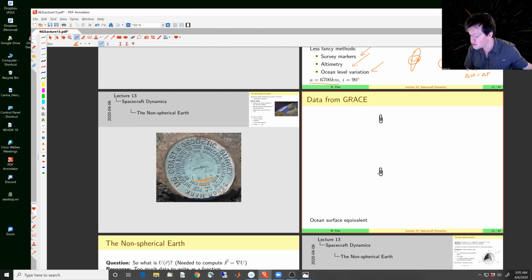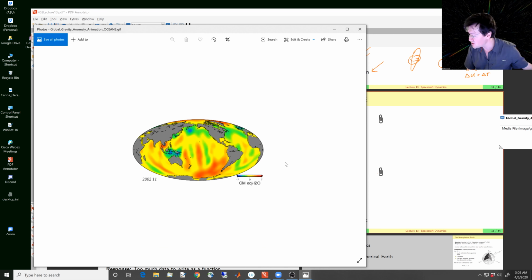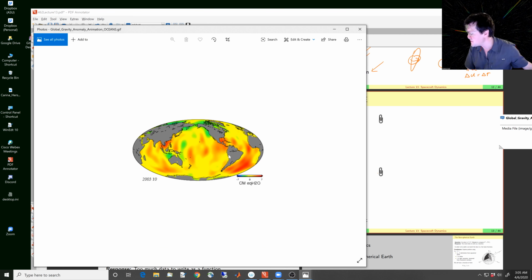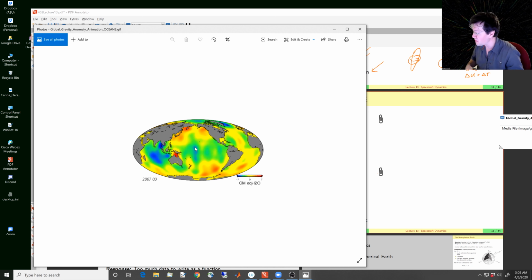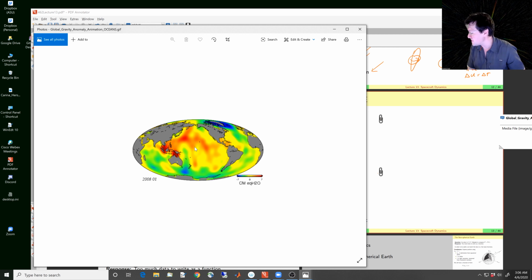And the other picture is more or less the same. It's just the ocean level. And you get less variation here for some reason, probably because the ocean itself tends to move around and compensate for some of those bumps, which you don't get on land.